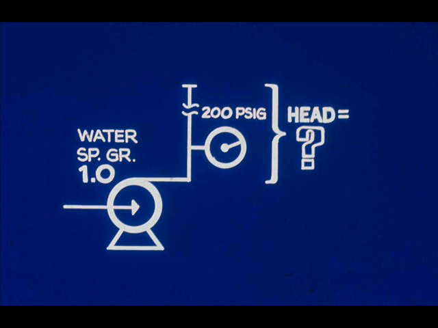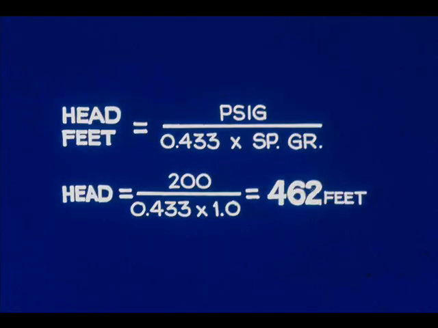What is the head in feet a centrifugal pump will put up when pumping water, specific gravity 1.0, if the discharge pressure is 200 psig? In the formula, H equals P divided by the product of 0.433 times specific gravity. Substitute 200 for P and 1.0 for specific gravity. Solving, we get 462 feet.